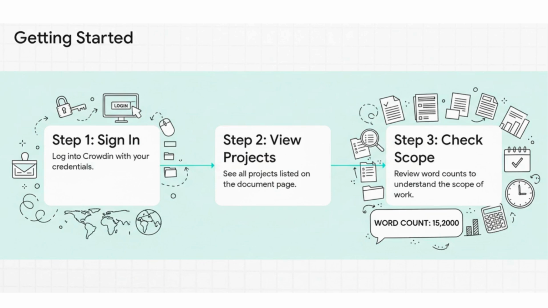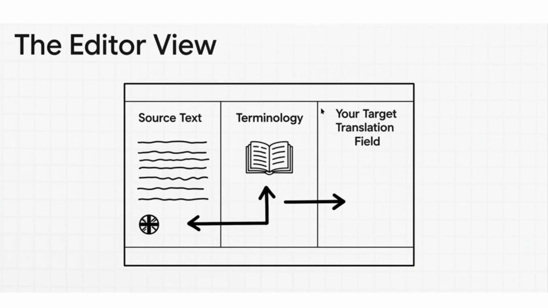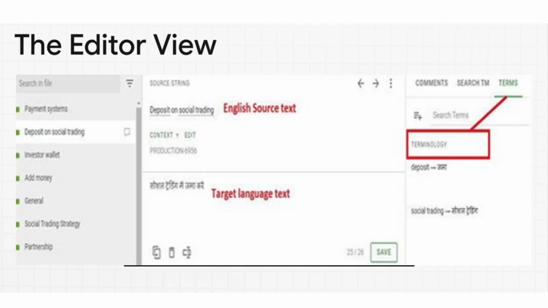Okay, so once you've picked your project, you'll jump into the Crowdin editor. This is your command center. It's your main workspace, and really, it's where all the magic happens. The editor is designed to be super efficient with this simple 3-part layout. Over on the left, you've got your source text. In the middle, there's a super helpful terminology section. We'll talk more about that in a sec. And then on the right is where you type in your translation. This side-by-side setup is absolutely key because it keeps everything you need right in front of you. No more flipping between different documents or windows.